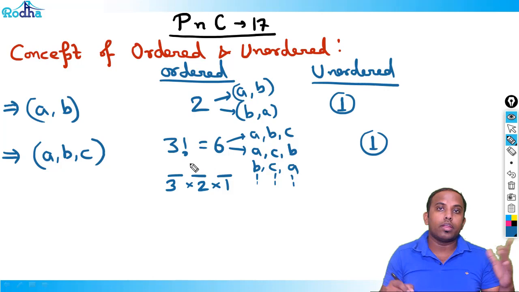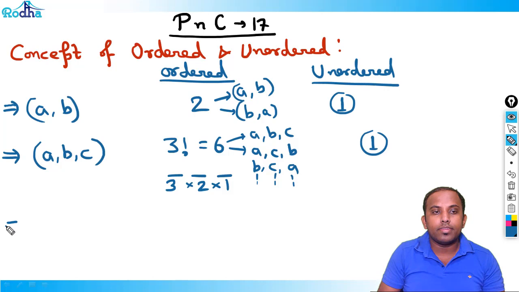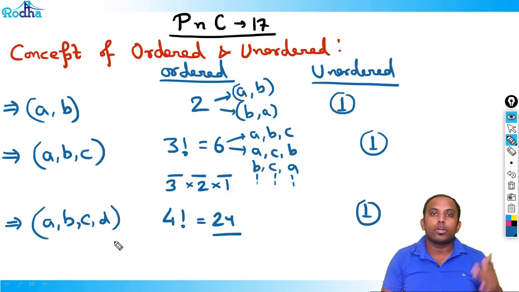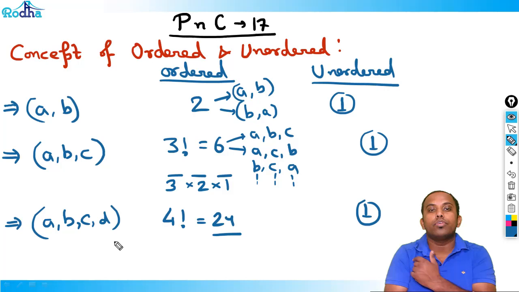Similarly, if we have A, B, C, D, if there are 4 variables, its unordered form will be only 1, in any order. But ordered will be 4 factorial, that is 24 ways. So in 24 ways, I can arrange A, B, C, D in ordered form: A, B, C, D, A, B, D, C, A, D, C, B, like that. I can form 24 different ways.